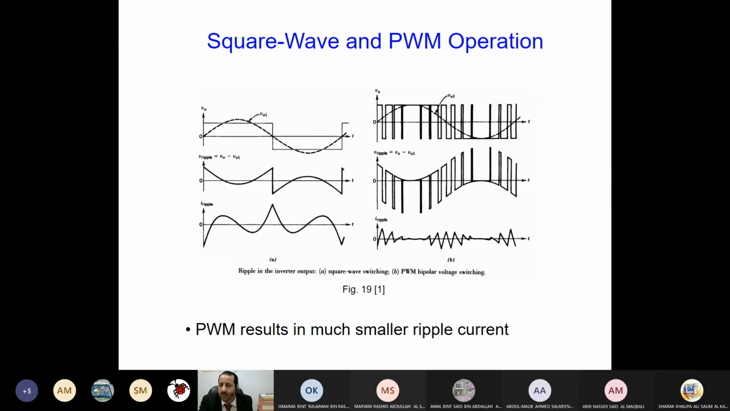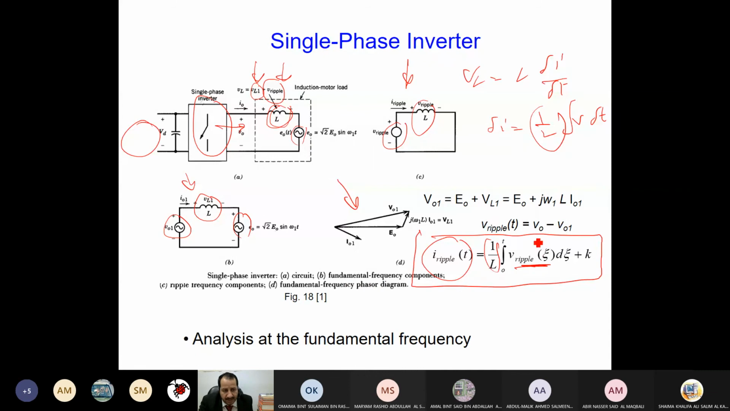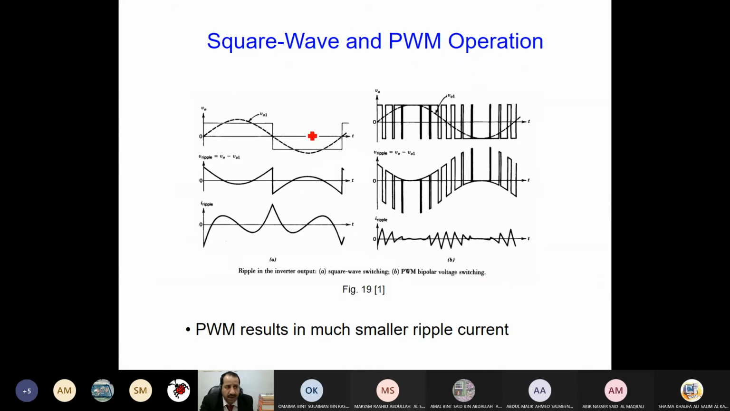Now, how does this ripple look? Don't forget, we are integrating the voltage. Which voltage? Ripple voltage. Now, how do I calculate it? Let me take a square wave. This is the one we come up with, the voltage, which is a square wave, and the fundamental is supposed to be the dotted one. If I subtract the fundamental VO1 from VO, it gives me the ripple voltage. This is V ripple.